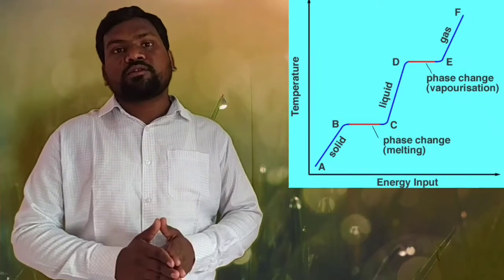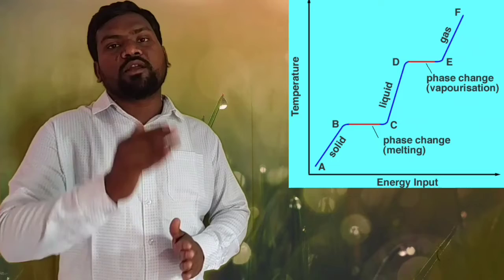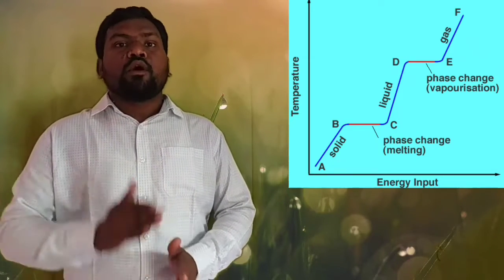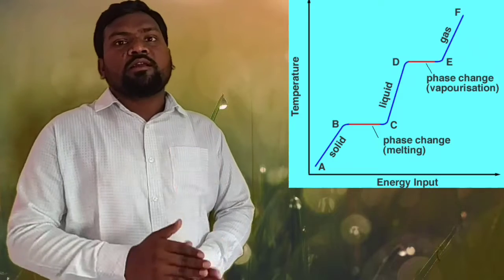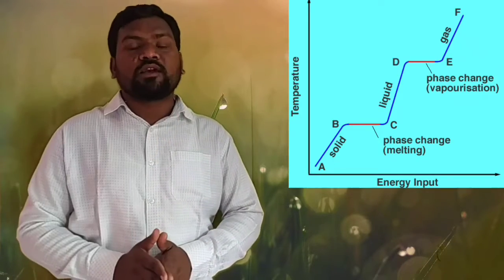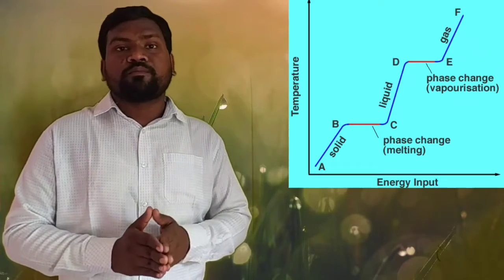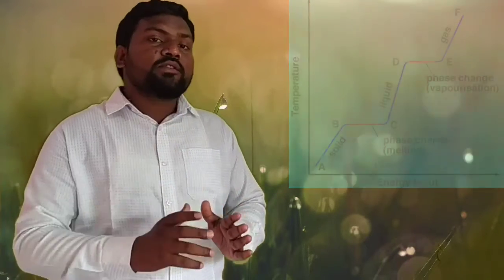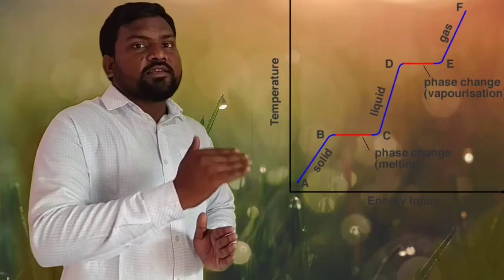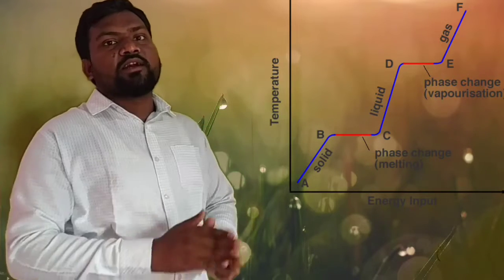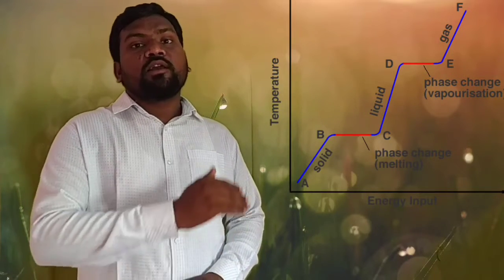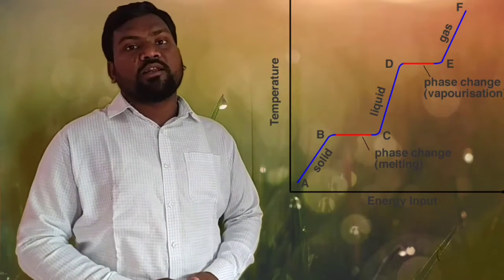When we heat the ice, its temperature will increase up to 0 degrees Celsius. At point B, we get ice at 0 degrees Celsius. On further heating from B to C, the temperature of the ice does not increase. It will remain at 0 degrees Celsius. Then where does this heat go? This is the question. And once all the ice gets converted into water, the temperature of the water will increase from 0 degrees Celsius to 100 degrees Celsius. The graph CD indicates that the temperature of water increases from 0 degrees Celsius to 100 degrees Celsius.